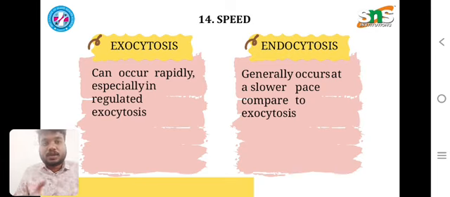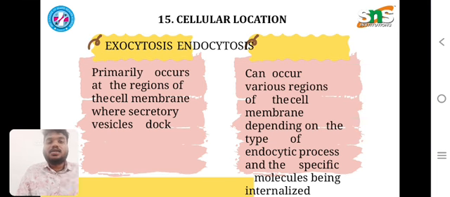So if we see the speed of endocytosis, it generally occurs at a slower pace compared to exocytosis, whereas exocytosis occurs rapidly, especially regulated exocytosis. About the cellular location, exocytosis primarily occurs at the regions of the cell membrane where the secretory vesicles dock, whereas endocytosis can occur in various regions of the cell membrane depending on the type of endocytotic process and the specific molecules being internalized.